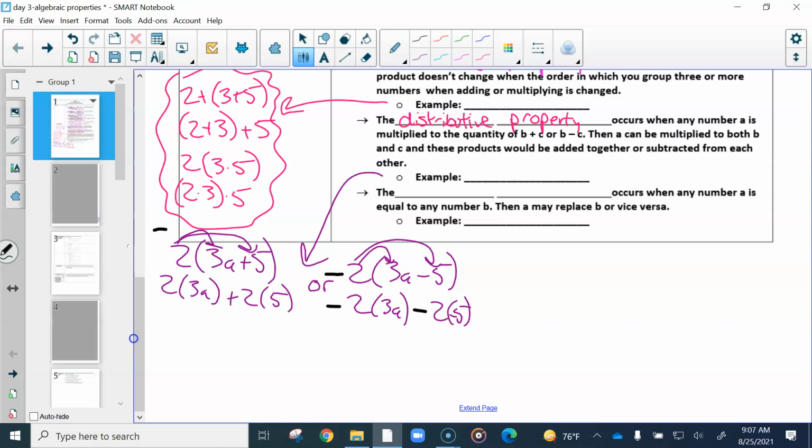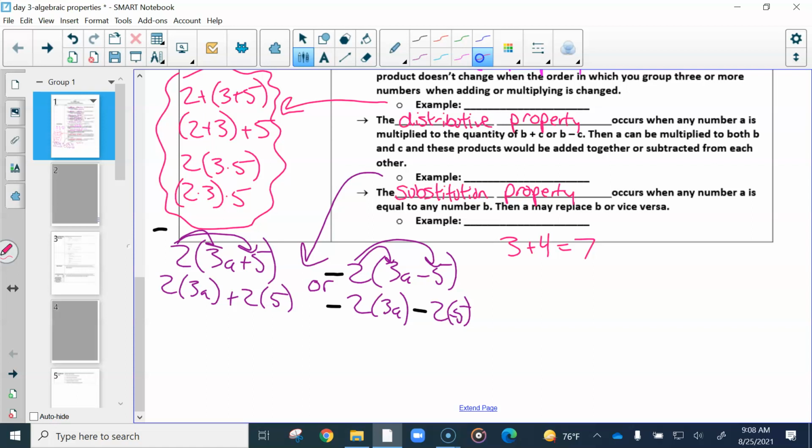After we do this last one, there's a couple that aren't on here that we're going to talk about. The substitution property occurs when any number A is equal to any number B, then A may replace B or vice versa. Substitution is weird because it's basically based on things that you know. So I can say that 3 plus 4 equals 7. If I had 3 plus 4 and I made it 7, that's substitution because I know that.